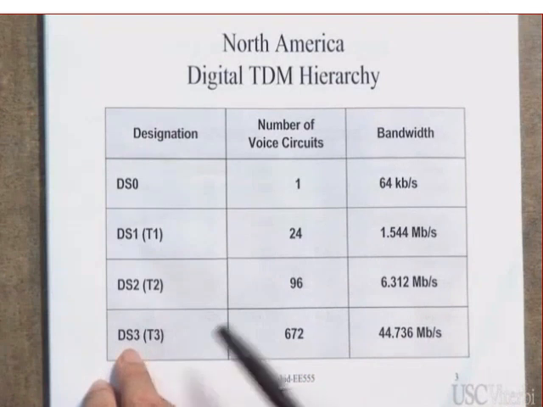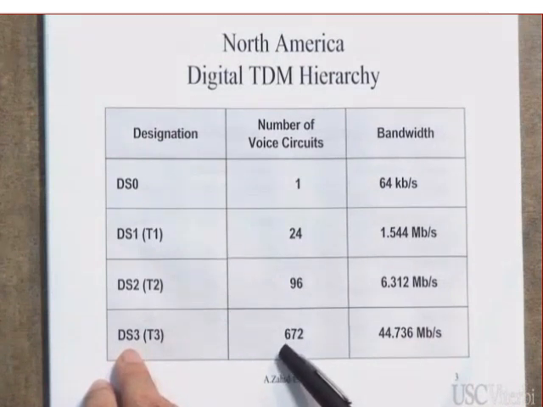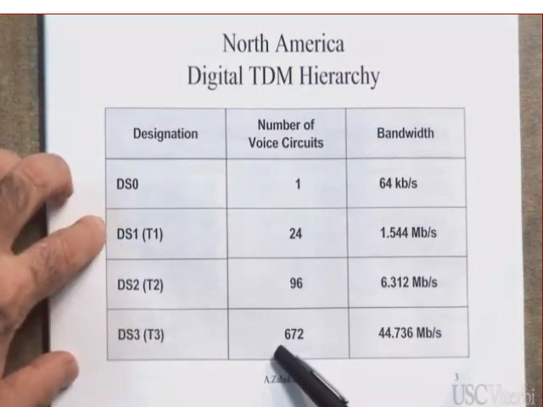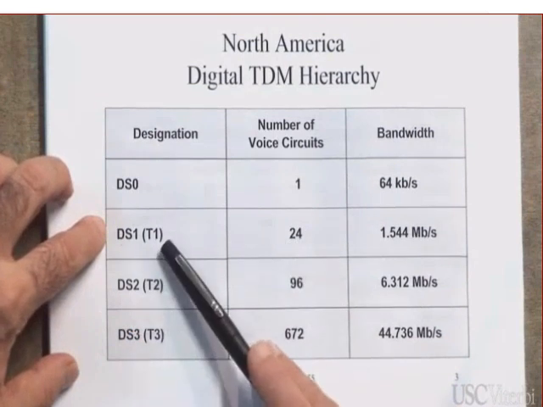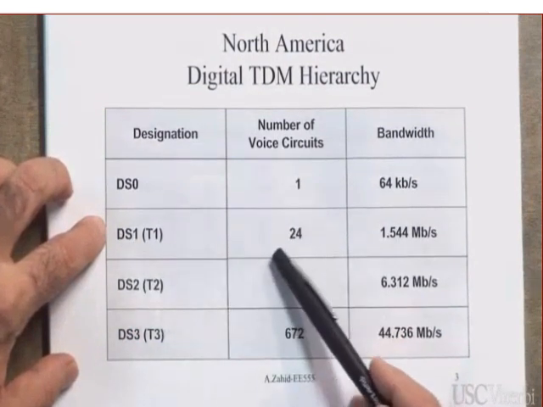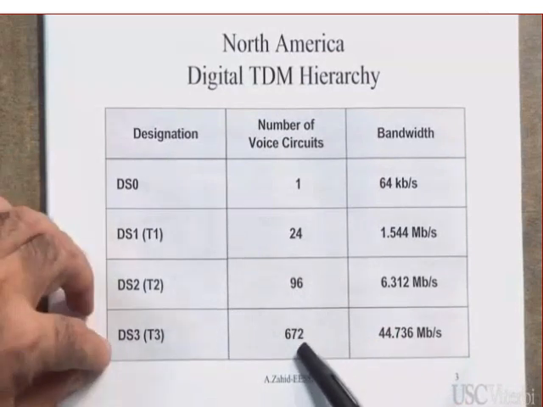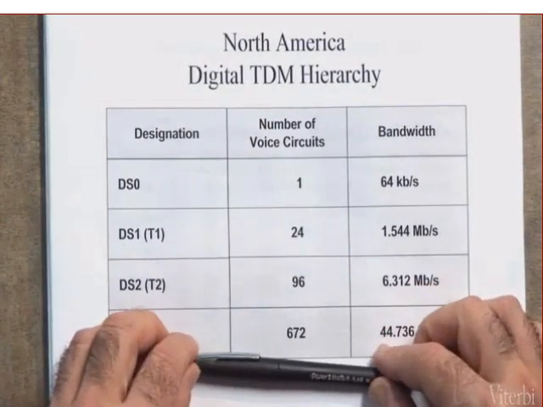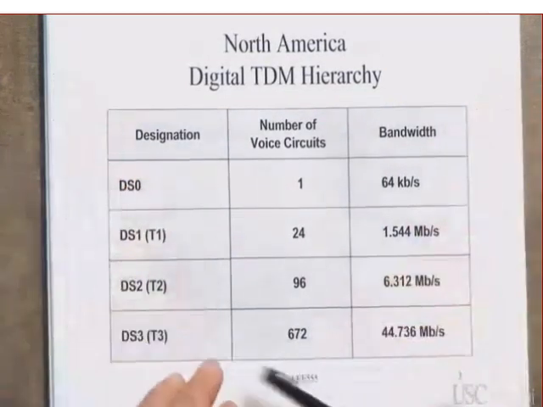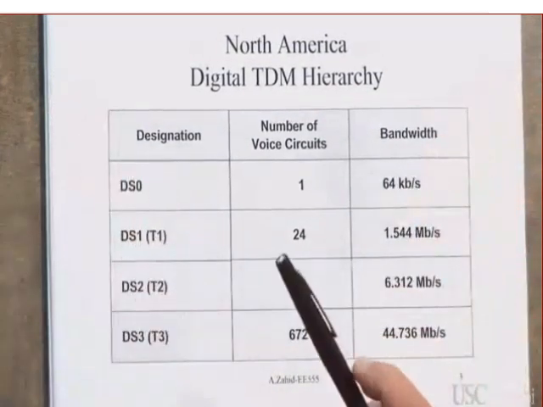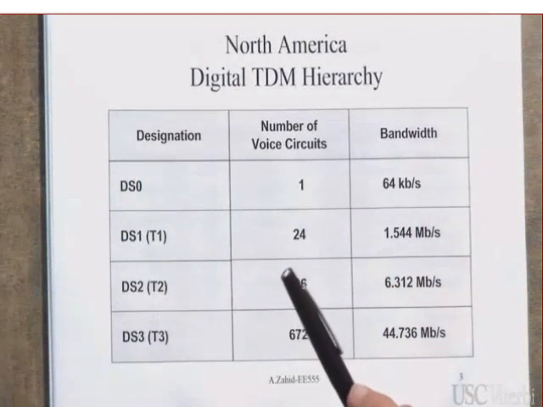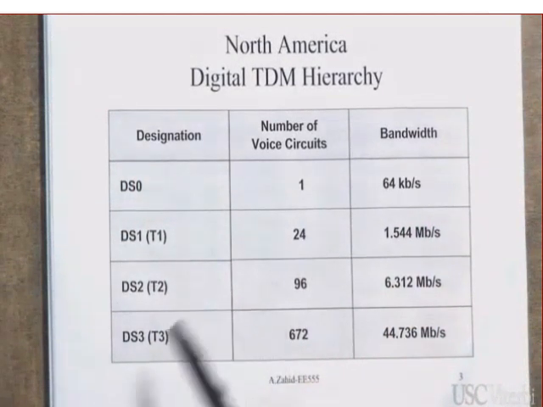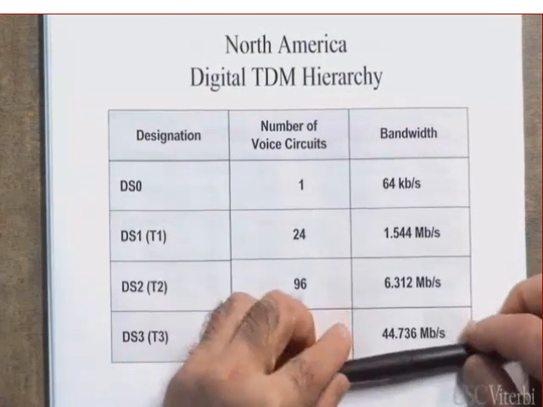This one did, which is the DS3. DS3 supports 672 voice circuits, which is the multiplexing of 28 DS1s. You take 28 DS1s, you multiplex them, and you get a DS3 at a rate of roughly 45 megabits per second. And they stopped here. That's the digital hierarchy, which means pre-optical, before optical fiber came into existence.